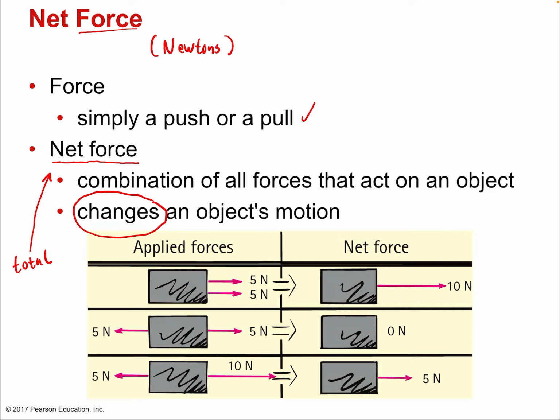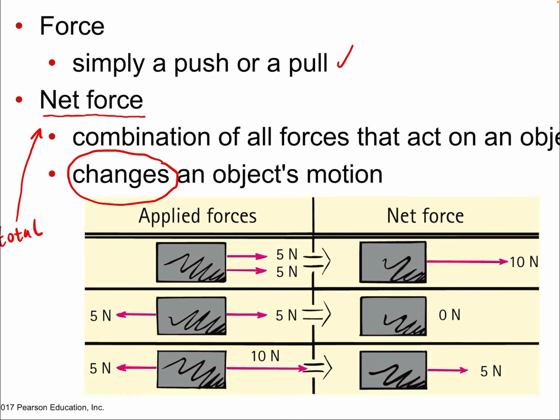Okay? So let's look at some cases of applied forces. Imagine there are two sets of forces represented by these pink arrows. They each have values of 5 N, but you can guess what the N is. That's the unit of the force. That's the Newton. Okay? Right? So they're both 5 newtons.